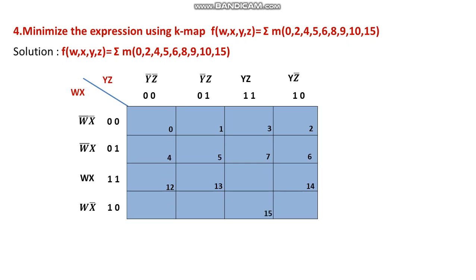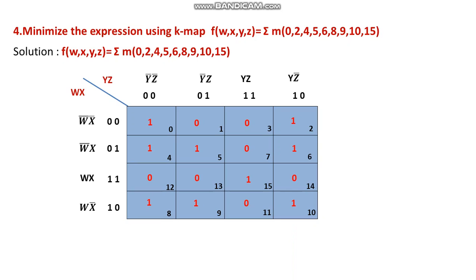Okay, then after placing the cell numbers, we have to place the ones corresponding to the equation. So in cell numbers 0, 2, 4, 5, 6, 8, 9, 10, 15, we have to place ones. In the remaining cells, we have to place the zeros, right? We will place like this. Okay, so I have placed the ones in 0, 2, 4, 5, 6, 8, 9, 10, 15, and in the remaining cells I have placed the zeros. Now we will start grouping.